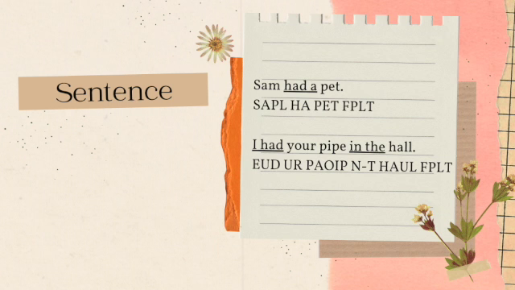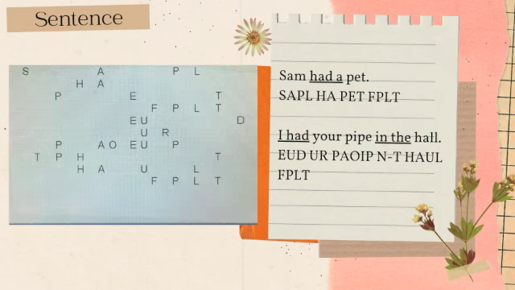Now we have two sentences here. That's Sam had a pet, period. And the other one is, I had your pipe in the hall. Let's take a look at the strokes of these words, or these sentences rather. On the left side, we can see the strokes, or how these sentences are written. So take your time to read and examine the strokes of these sentences.